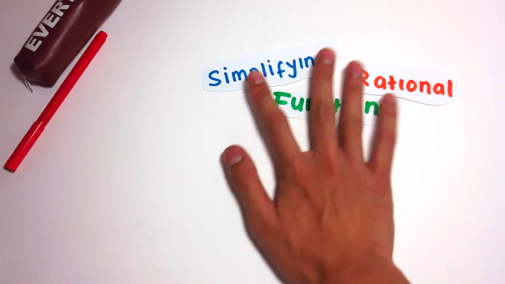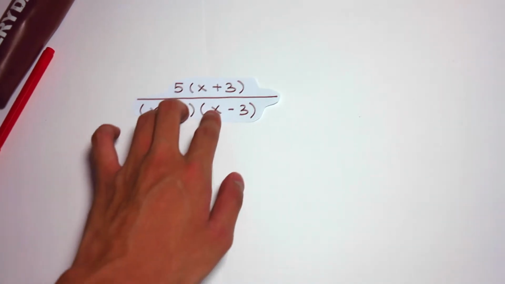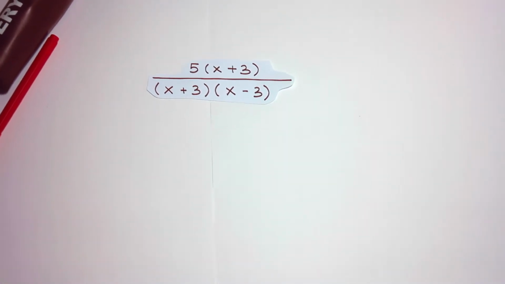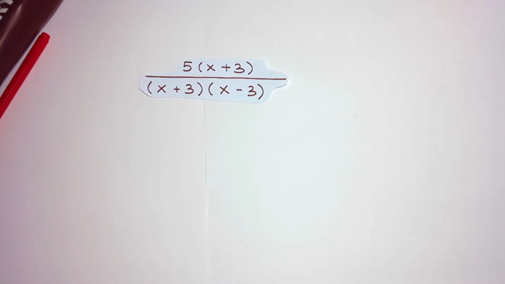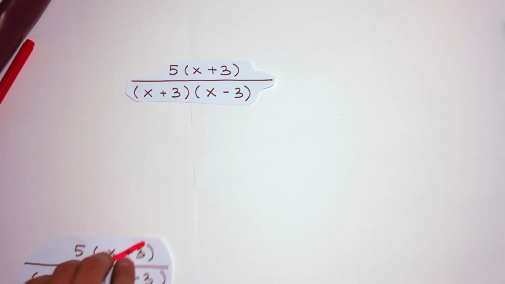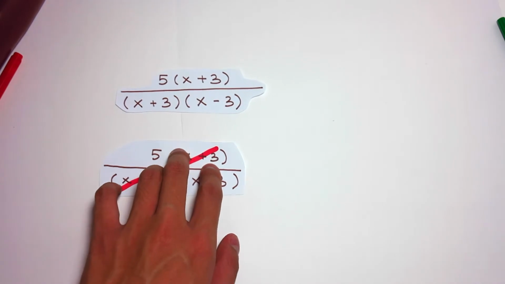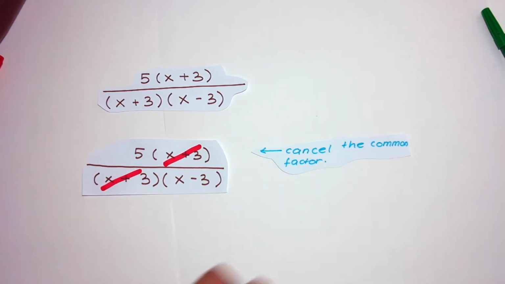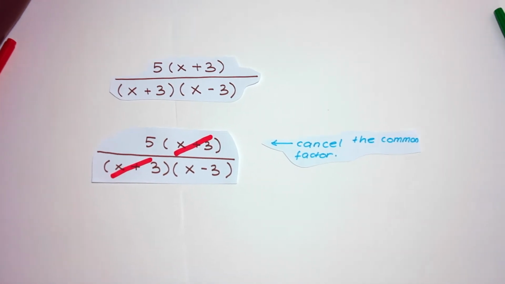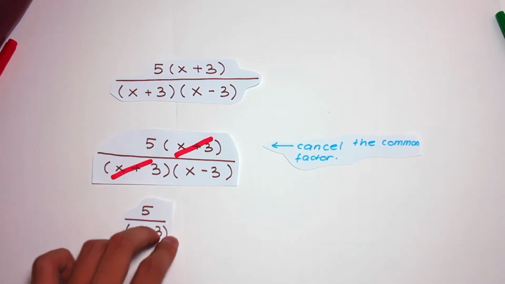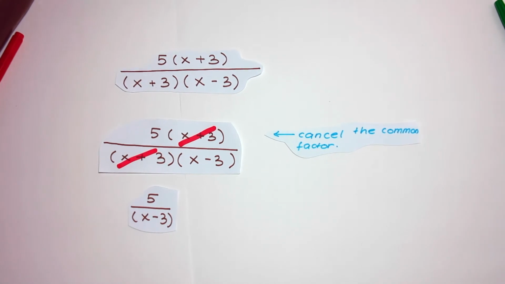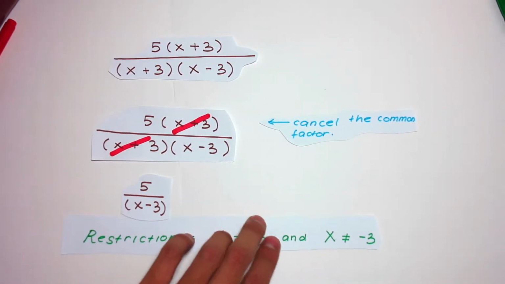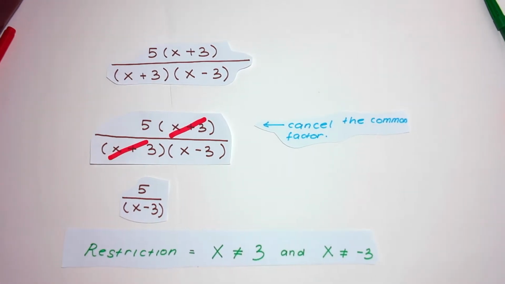Simplifying rational functions. 5x plus 3 over x plus 3 times x minus 3. When you have a multiplication or a division problem, you can cancel the common factor. If you cancel out the x plus 3 and the x plus 3, it leaves you with 5 over x minus 3. The restrictions are x cannot equal 3 because that would make the denominator 0, and x cannot equal negative 3.